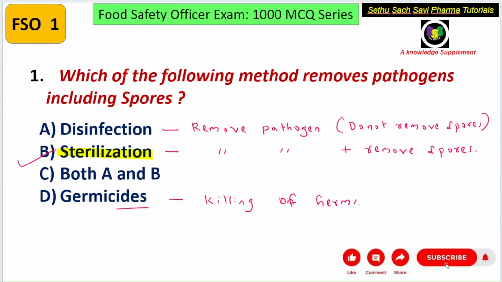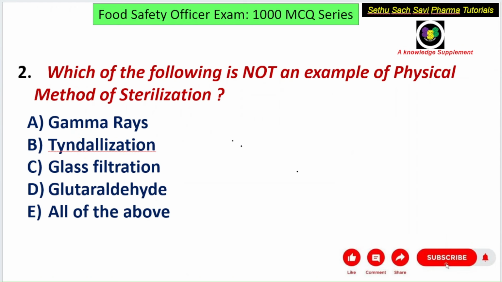Okay, now let's move to the second question. Which of the following is not an example of a physical method of sterilization? A, gamma rays. B, tyndallization. C, glass filtration. D, glutaraldehyde. E, all of the above.